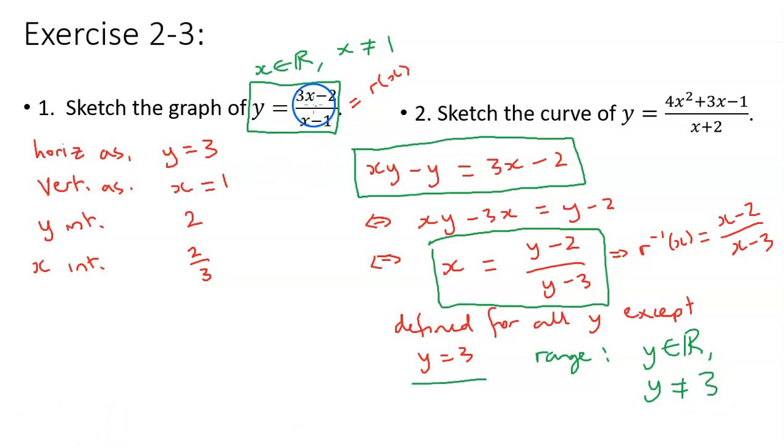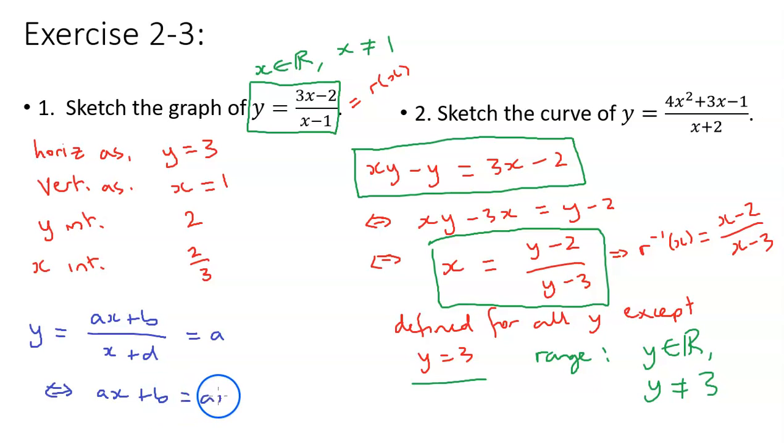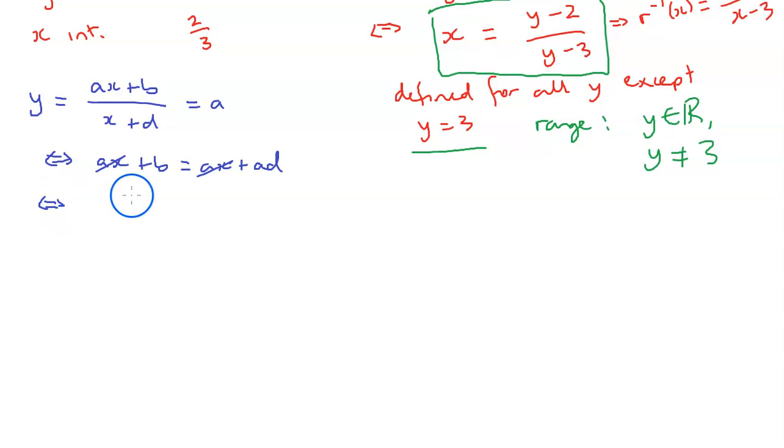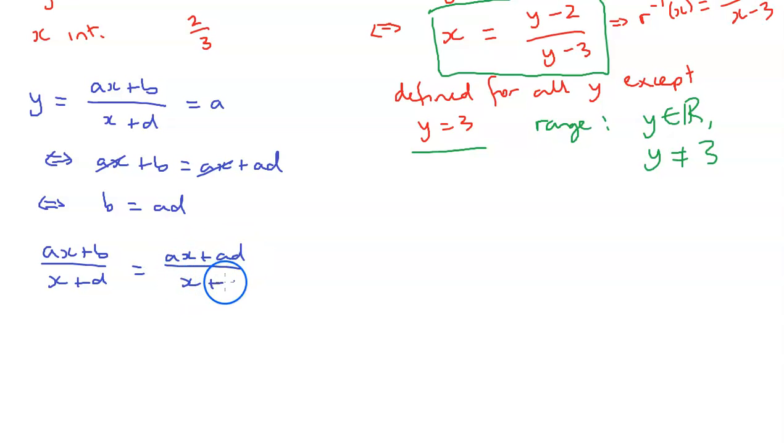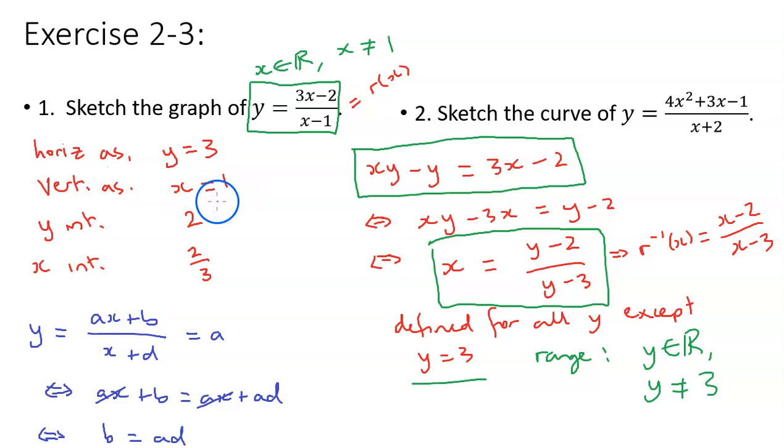And lastly, before we sketch it, let's quickly prove that functions of the form y equals (ax plus b) divided by (x plus d) can never intersect their horizontal asymptote, because if they did, it would be equal to a, and then we would have ax plus b equals ax plus ad, and then we would have b equals ad, which would mean that (ax plus b) divided by (x plus d) equals (ax plus ad) divided by (x plus d), which is equal to a. So it wouldn't be a simplified rational function in that case, and in fact it would just be the line y equals a. And clearly it can't intersect its vertical asymptote either.